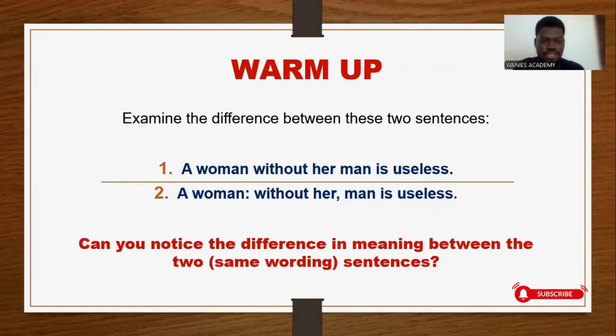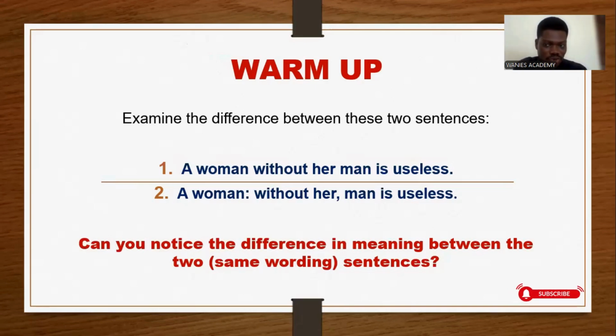Now let's examine these two sentences together. The first sentence says, a woman without her man is useless. And the second sentence says, a woman, without her, man is useless. Can you notice the difference in meaning between the two same-worded sentences? In both sentences we have the same words: woman, without, her, and is useless. The same set of words is used to construct these two sentences.